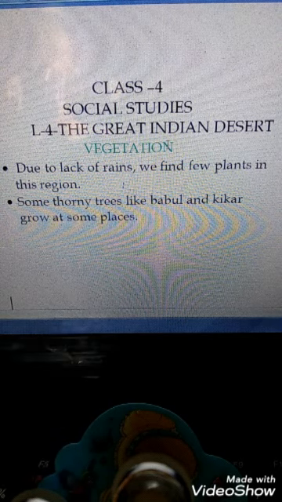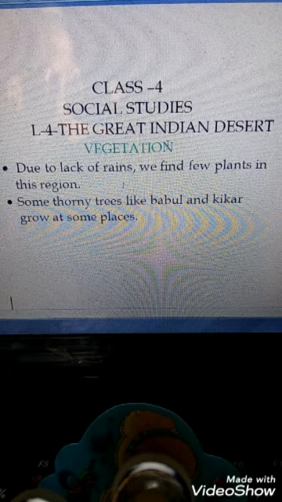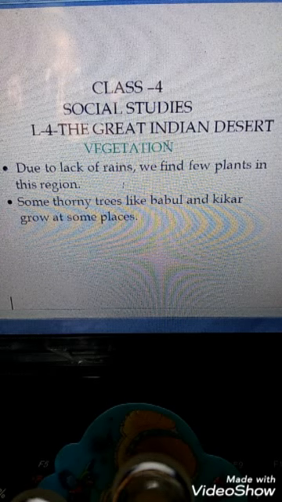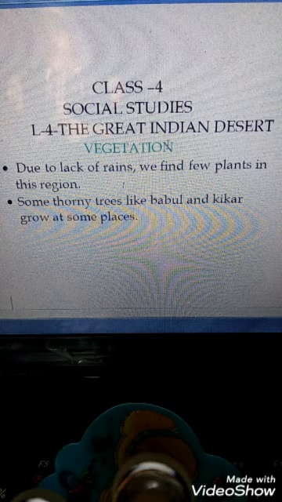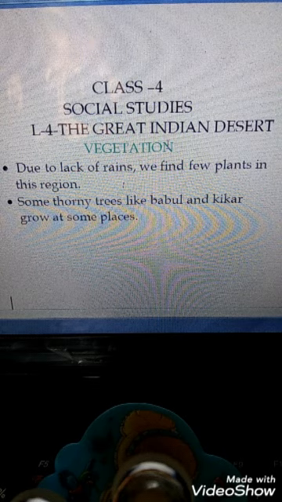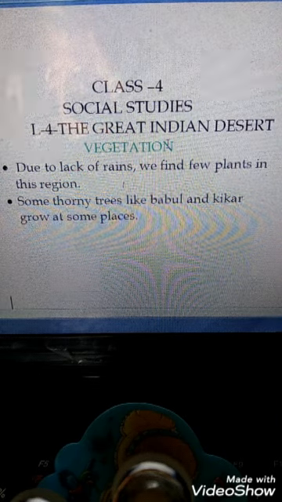The life of people in this region is very hard, isn't it? They do not even get enough water to drink. People have to walk long distances to fetch water, especially drinking water, from deep wells or from springs. So their lifestyle is very hard.